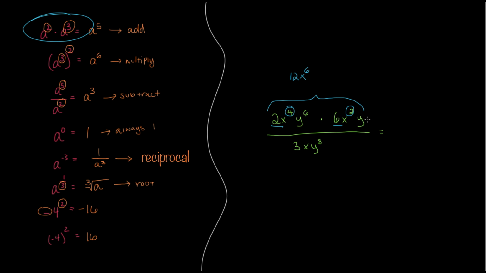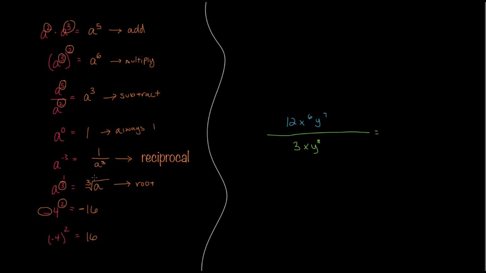So we have y to the sixth times y, which is again using the first one. So for our y terms, we're going to have y to the power of 6 plus 1, because remember there's an imaginary 1 right here. So y to the power of 6 plus 1 is going to be equal to y to the power of 7. So 12x to the sixth times y to the seventh is going to be our numerator that is simplified. So I'm just going to replace this over here. So now we have 12x to the sixth, y to the seventh over 3xy to the eighth.